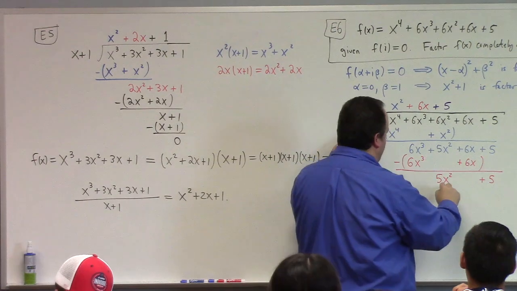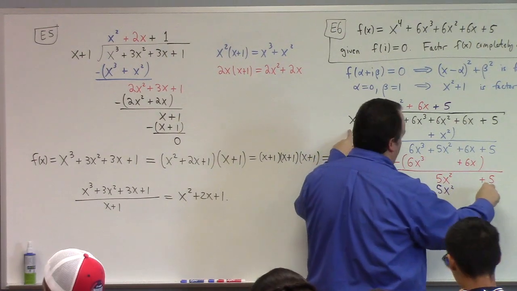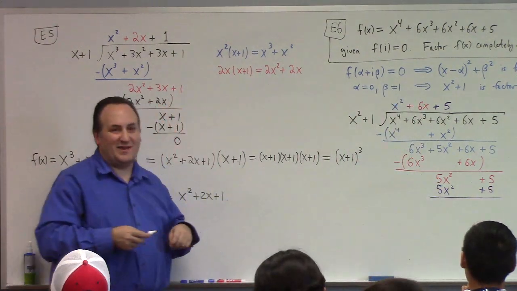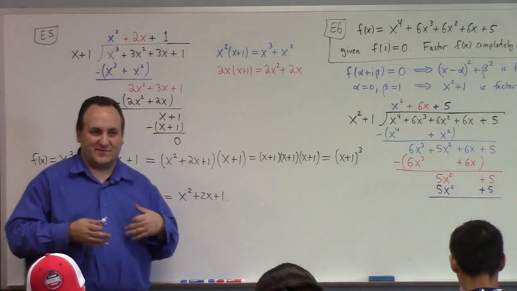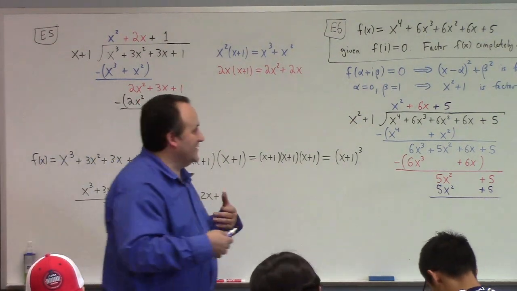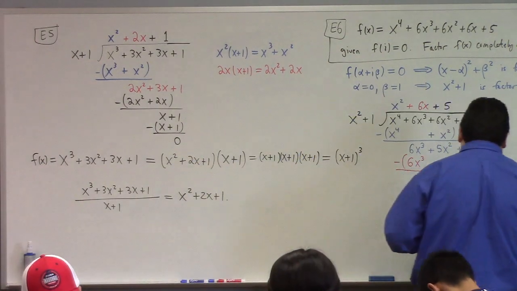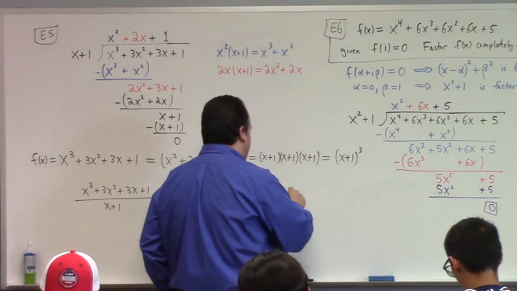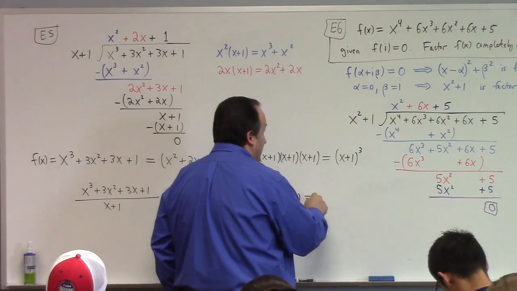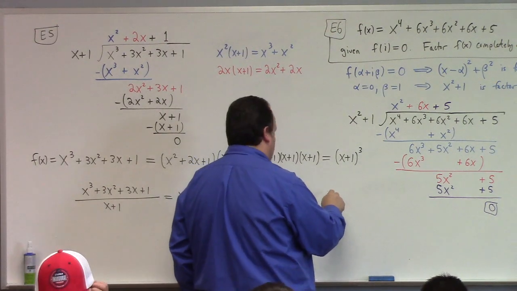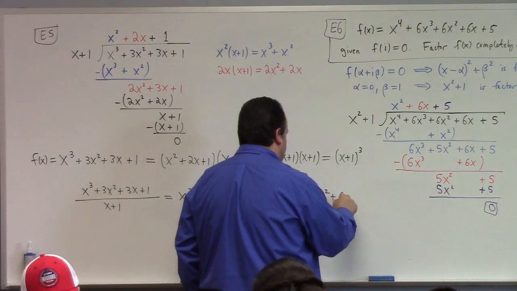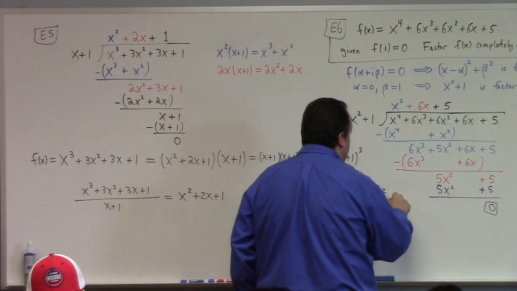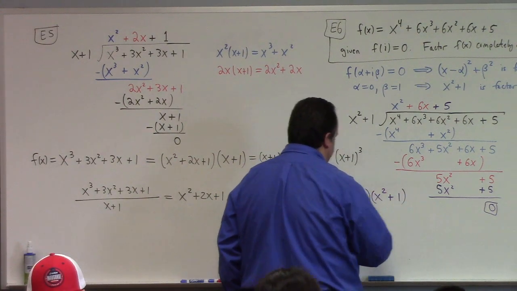So 5 times x squared, we got 5x squared plus 5. It had better be able to be factored. Otherwise, what you were given was junk, which would be bad on my part if I told you that it was a 0 and it wasn't. But yeah, it's a 0. So the remainder is 0. What does this mean? It can be factored. This specifically means that f of x is actually equal to x squared plus 6x plus 5 times x squared plus 1.